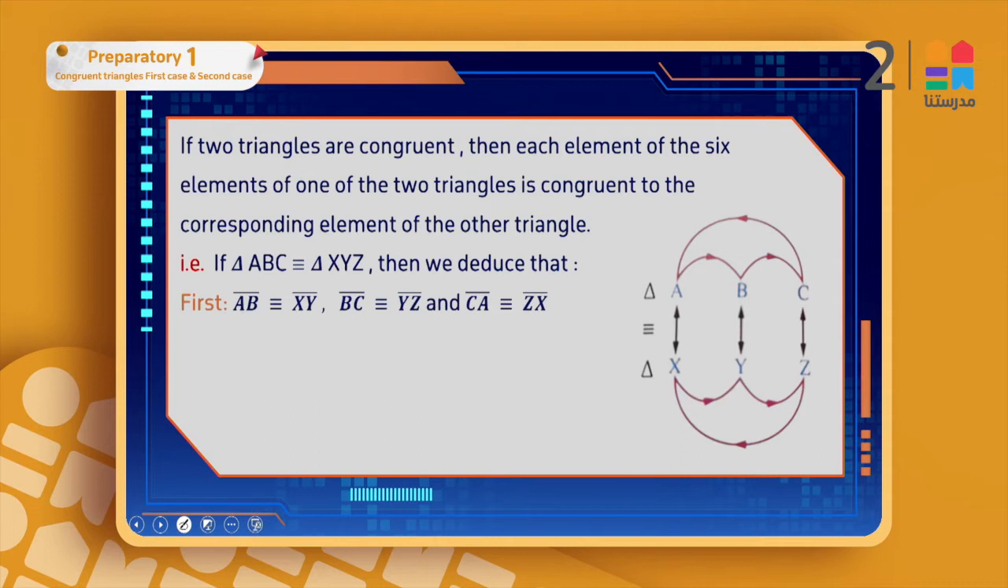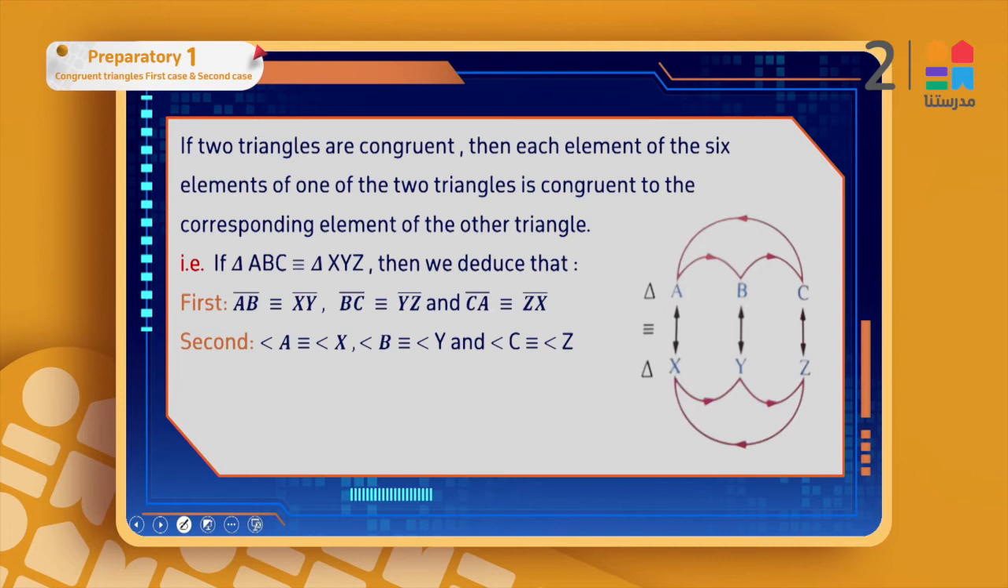Then BC is congruent to YZ. Then jump from A to C. AC is congruent to XZ. What about the angles? Angle A is congruent to angle X. Angle B is congruent to angle Y. And angle C is congruent to angle Z. So we have the same measurement for any corresponding angles.